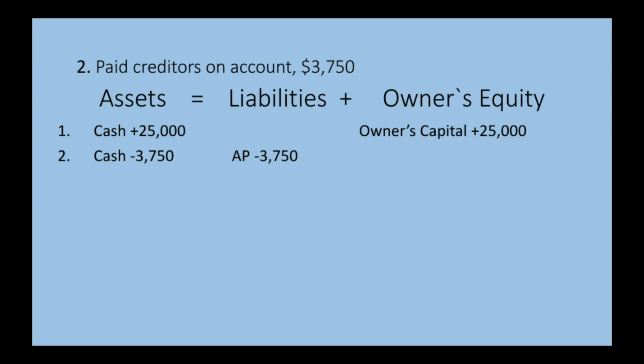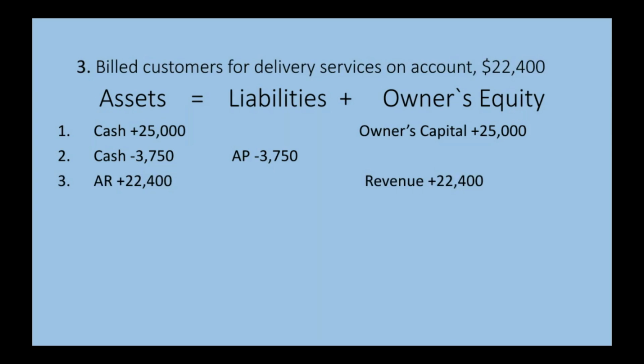The third transaction is that the company billed customers for delivery services on account for $22,400. An important word in this transaction is the word account. This means that you are not receiving the cash yet. It merely means that you're giving credit to the customers, which they will have to then pay back. So our first entry is under assets. Our accounts receivable will increase by $22,400 because, as I said, you have not received the cash yet. And then secondly, you will increase revenue under owner's equity by $22,400 as well.